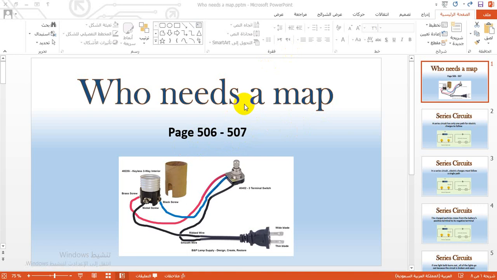I think all of you now understand what the circuit means, exactly the open circuit and closed circuit. And we remember that a circuit is a path along which electric charge can flow. So for an electric device to work, the circuit must form a complete loop, if you remember that. Today's lesson is related to the previous lesson as usual. So if you are now with me, please open your book, page 506, 507.